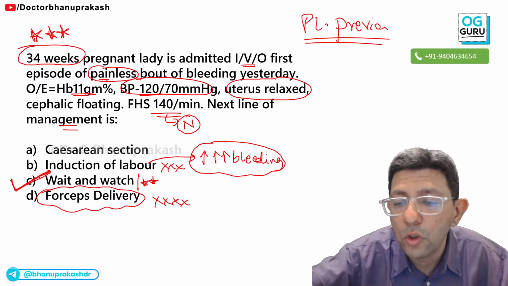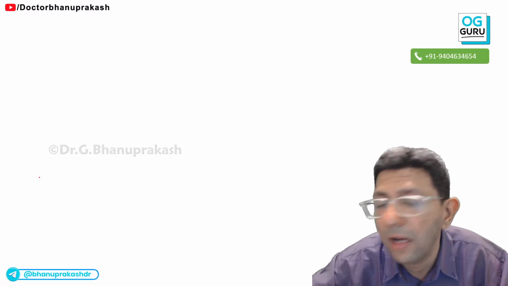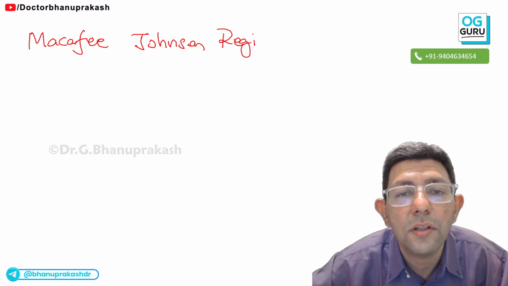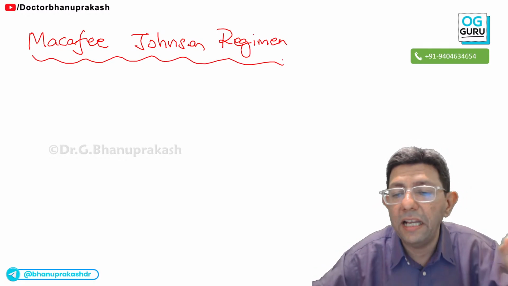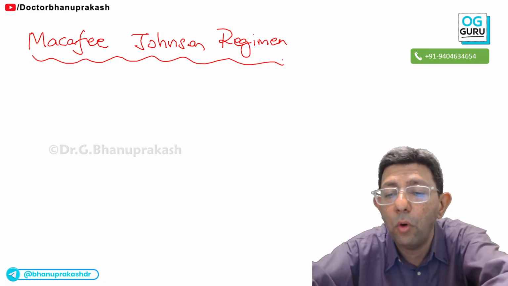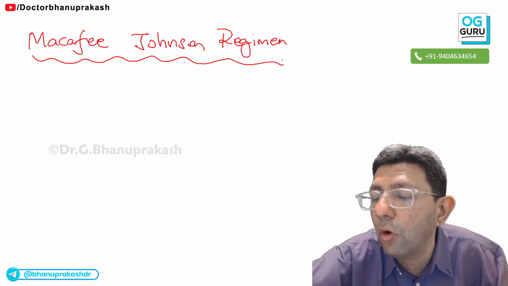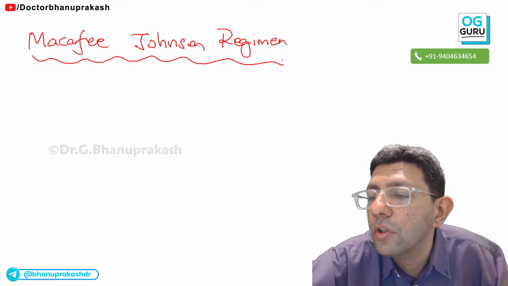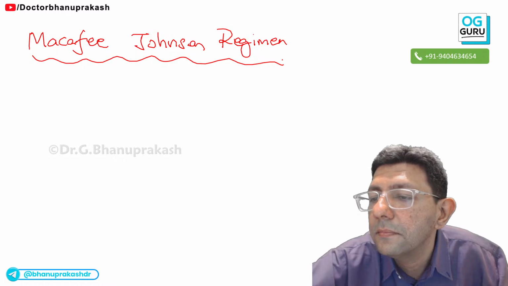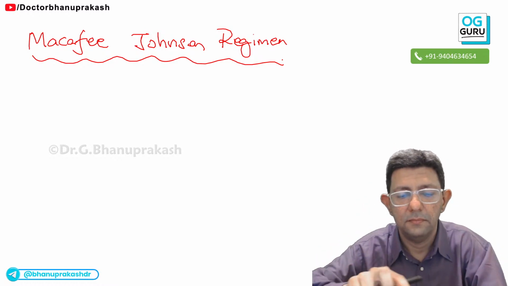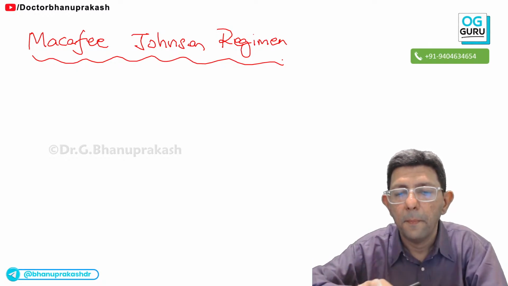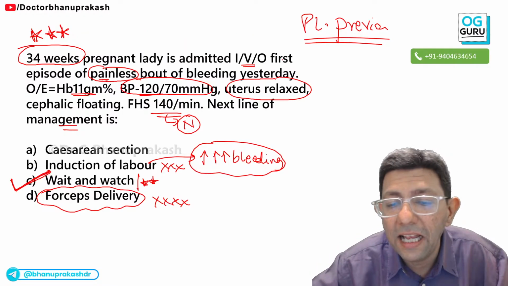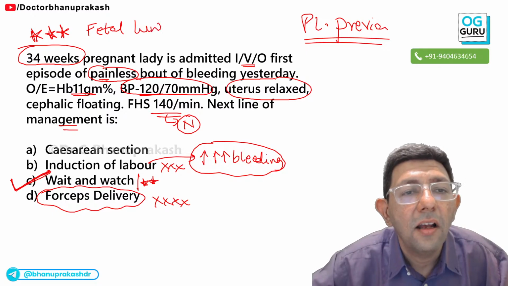And what do I do in wait and watch? When I wait and watch in placenta previa, what is it called? The McAfee and Johnson regimen, where I can wait and watch in placenta previa. Now, can anybody tell me why I want to wait and watch? What is the only reason why I wait and watch in placenta previa? Yes, excellent. The wait and watch is for fetal lung maturity.